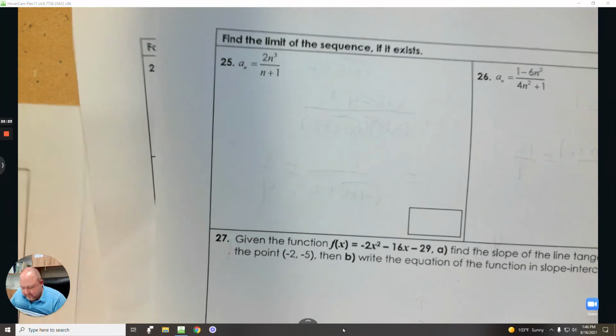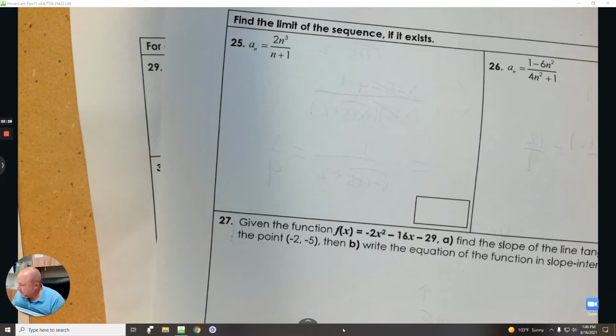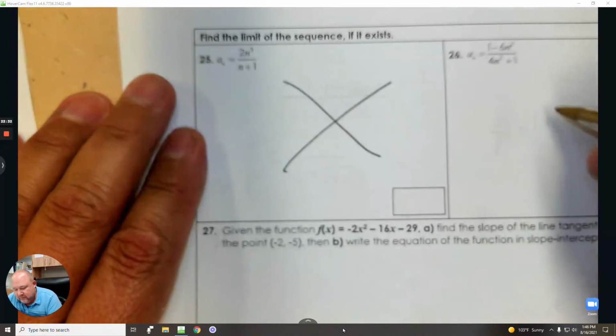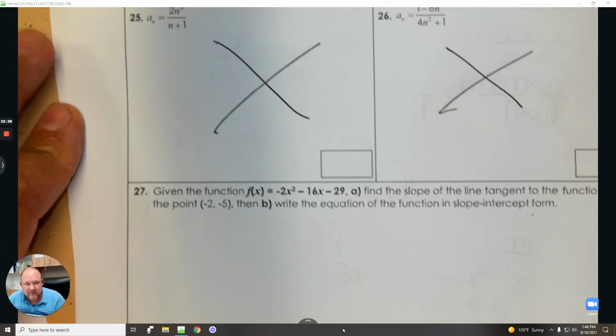Number 25. We're almost there. 2 pages. Okay. We did not talk about sequences, so that's super easy, right? So we're not going to do 25 and 26.